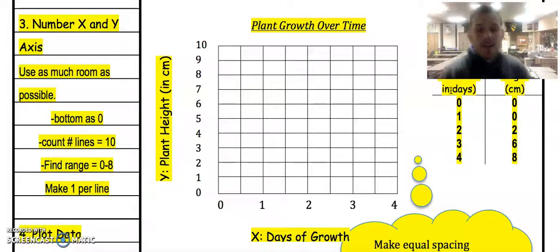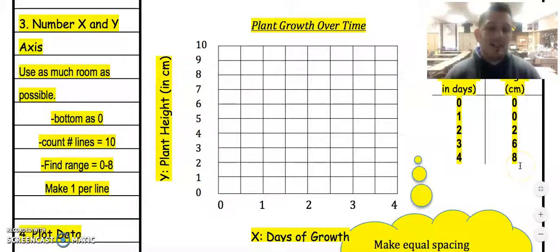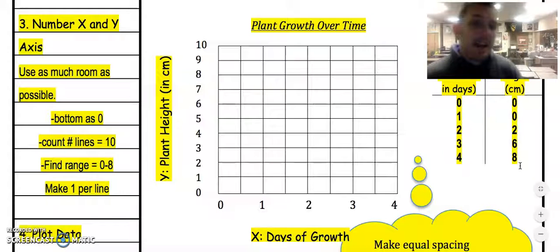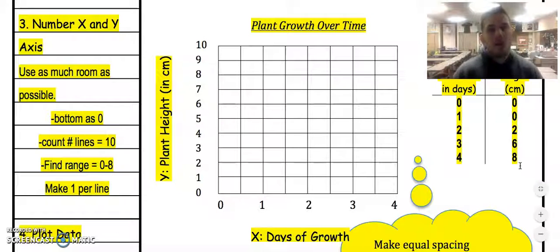So you go to the bottom at 0. You count how many lines you have. We have 10 lines this time. You find your range, okay? For the y-axis, my biggest height was 8. I have 2 choices, okay? I could do 10 divided by 8 and count by 0.8s, or because 8 is so close to 10, go ahead and count by 1s, okay? I wouldn't count by 2s because I'm going to leave a lot of graph space blank.